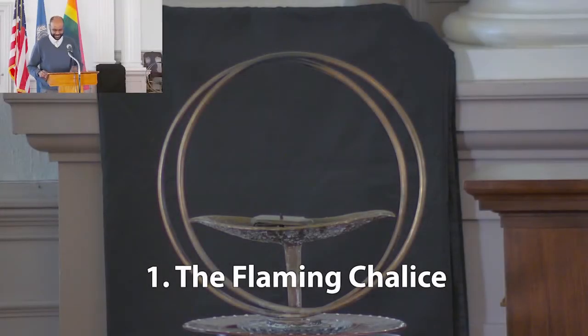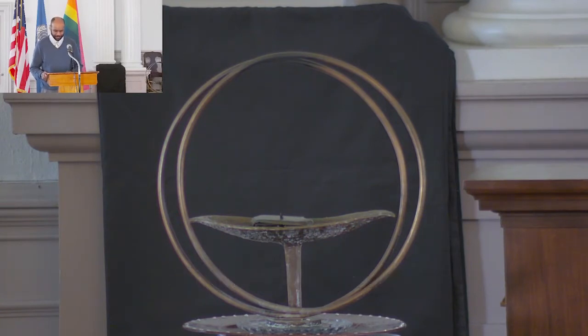The Flaming Chalice has become the symbol of Unitarian Universalist faith gradually over time. It is often lit before the start of the Sunday worship service. This particular chalice is made of brass, and it's designed by the artist Mordecai Roth. You will notice that the chalice has two overlapping circles.